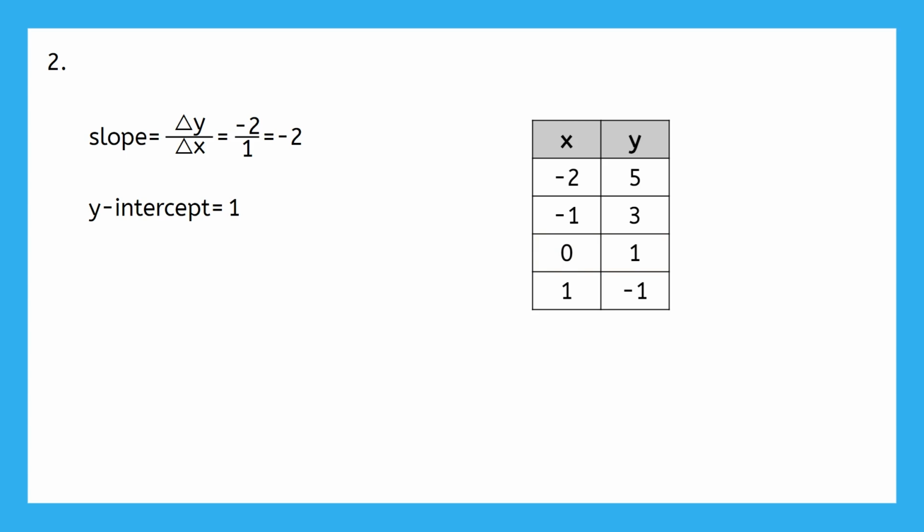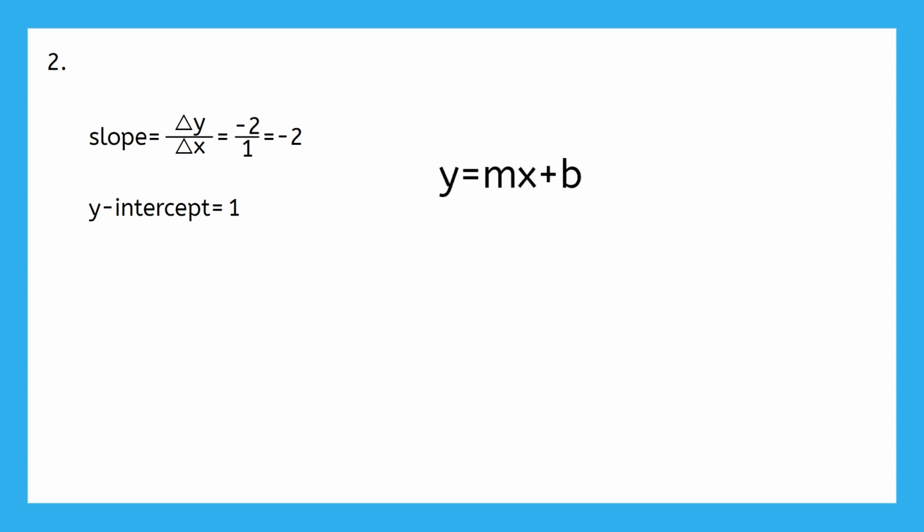All that's left to do is put them together. I'll take my slope-intercept equation, substitute -2 for m, and 1 for b. And that's our final answer.